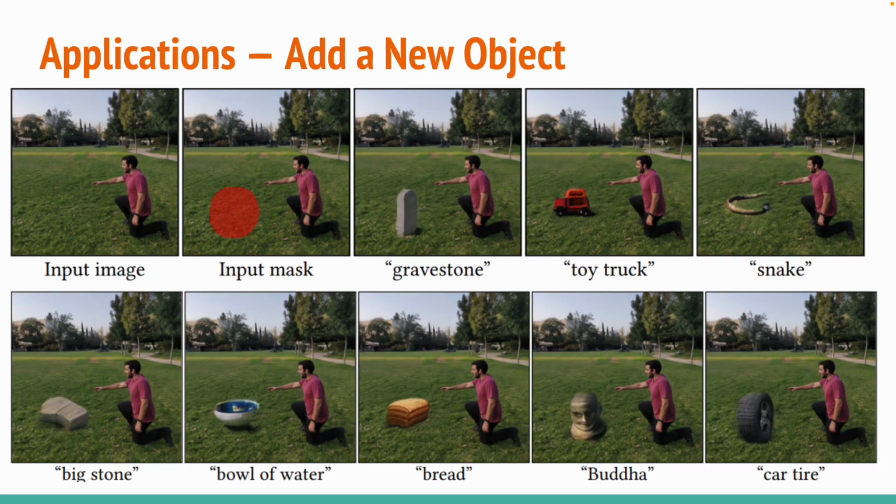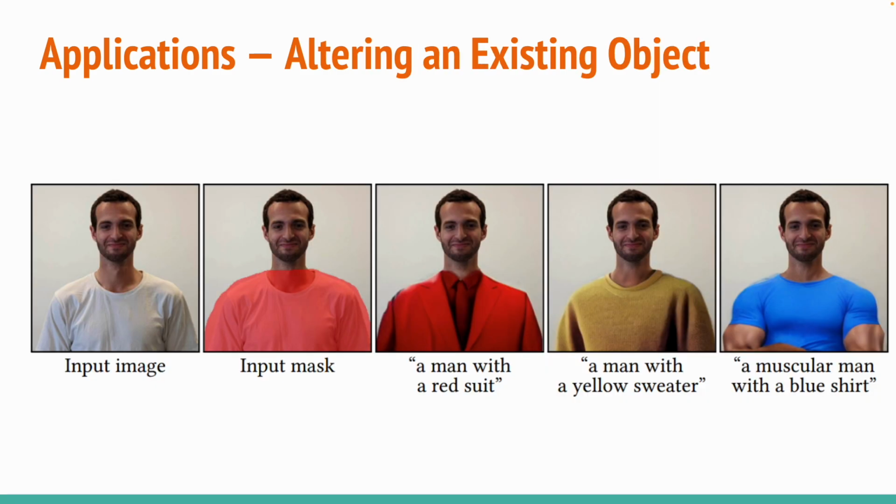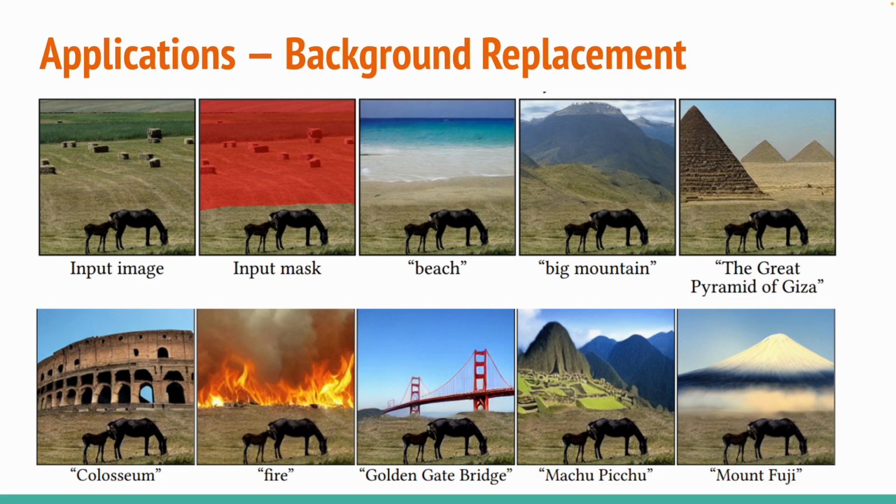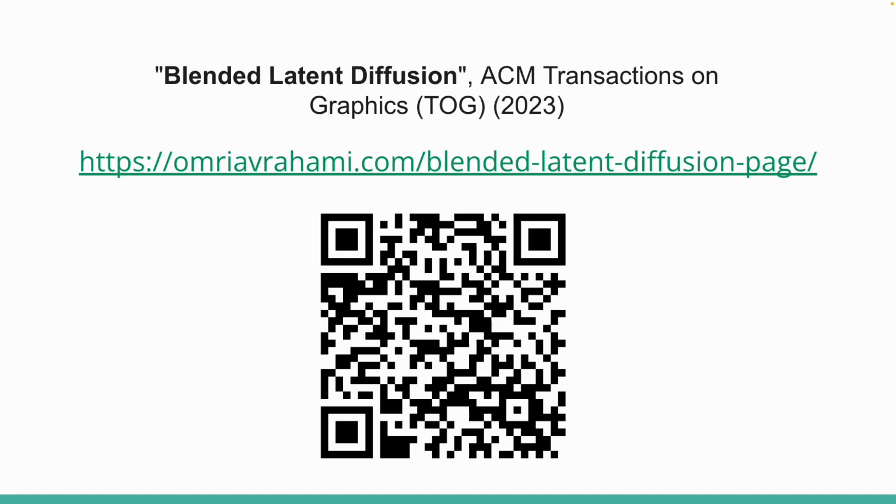Our method can be applied to various use cases. For example, we can use it for adding a new object to an existing scene, or altering an existing object within a scene. It can also be used for generating novel texts, or replacing the background, and more. For more details, please read our paper.